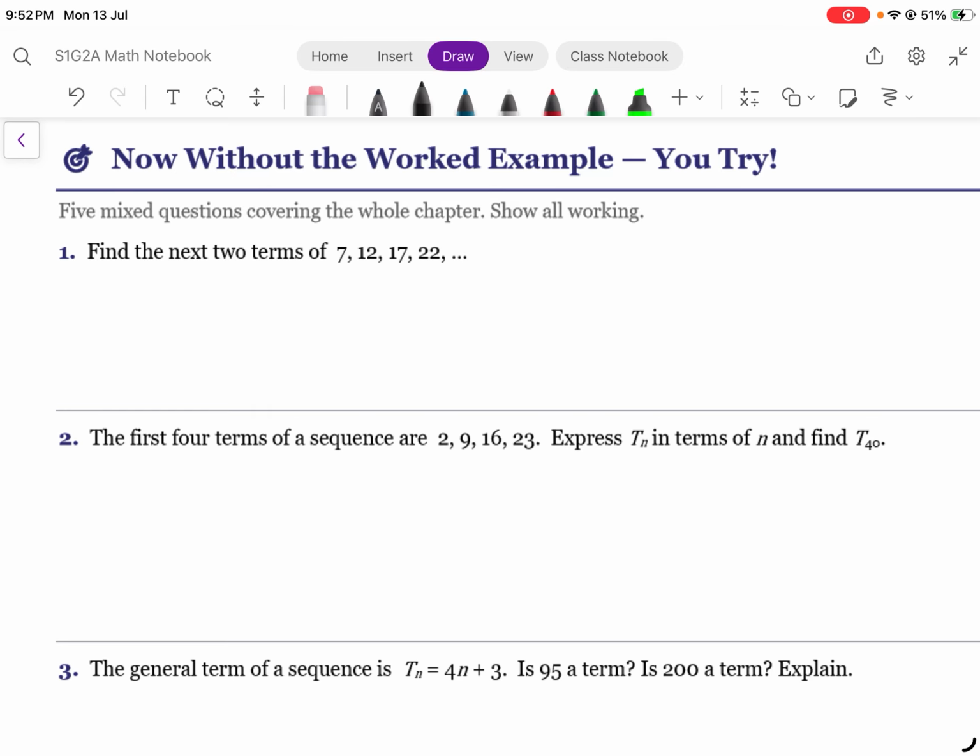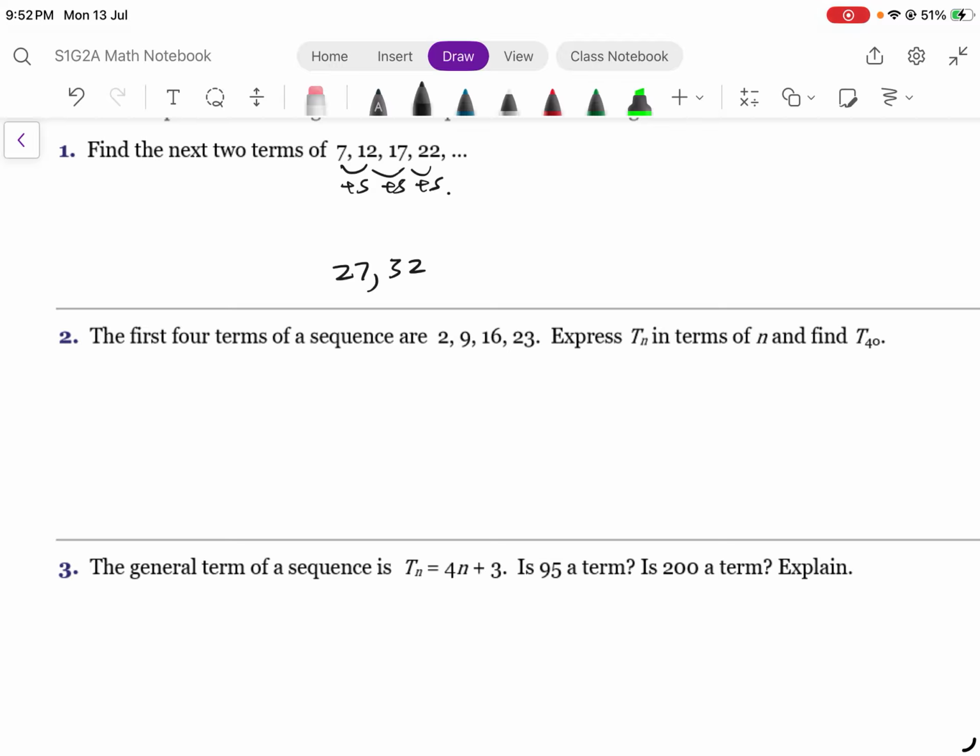Next two terms, okay, so I think it's quite easy. It's plus 5, plus 5, plus 5. So the next two terms will be 27 and 32. First four terms of a sequence are 2, 9, 16, 23. Express Tn. First we find a. a will be 2. Then we find d. d will be 7. So Tn equals 2 plus 7 times n minus 1. We multiply, 7n minus 7. So we get 2 minus 7, 7n minus 5.